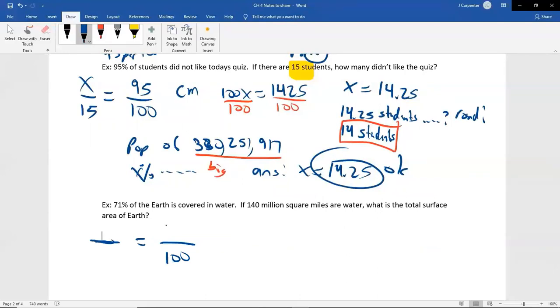So 71% of Earth, that has to go with 100. That's automatic. Don't overthink that. The percentage goes with 100. 140 million square miles are water. So we're just trying to figure out, is this the part or the whole?